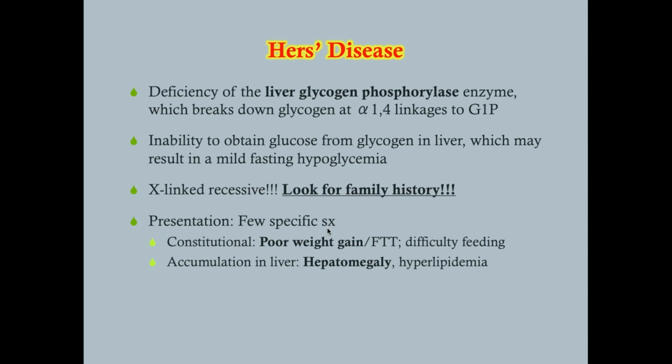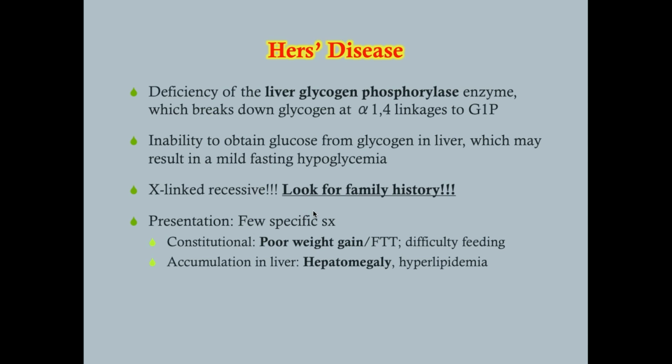Presentation, there are very few specific signs. Poor weight gain from chronic mild hypoglycemia, failure to thrive, difficulty feeding. If the hypoglycemia gets bad enough for whatever reason, they may have issues with seizures and vomiting and all that stuff. But it typically does not get as bad as McArdle's disease. Accumulation in the liver can lead to hepatomegaly and also hyperlipidemia. Not exactly sure why it causes hyperlipidemia, but it can.